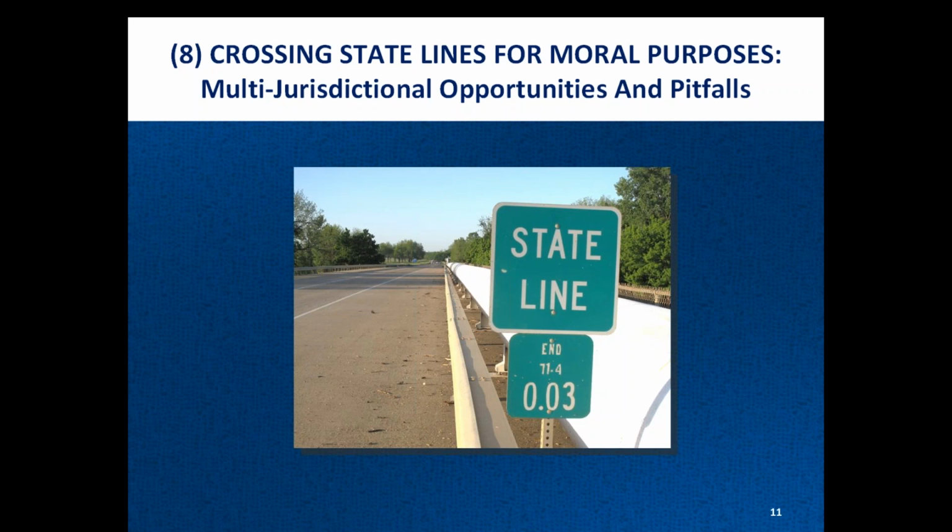So there's three basic rules. One is lex loci delicti. Lawyers love Latin. It means the law of the place where the delict or the tort occurred. And that basically says that wherever the tort occurred, that's the law we're going to apply. That is in extreme disfavor right now. There's only a handful of states that follow that.